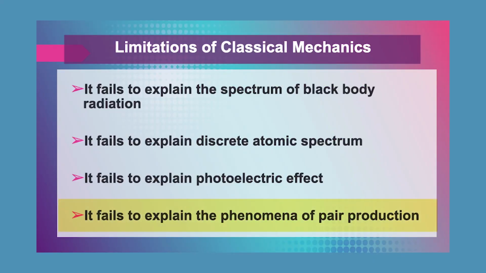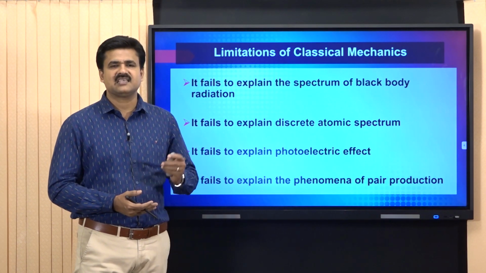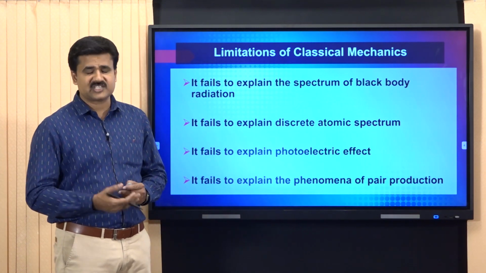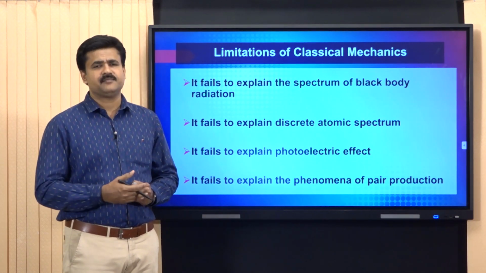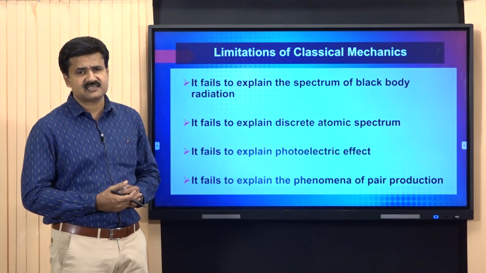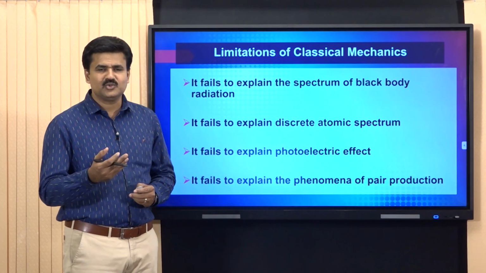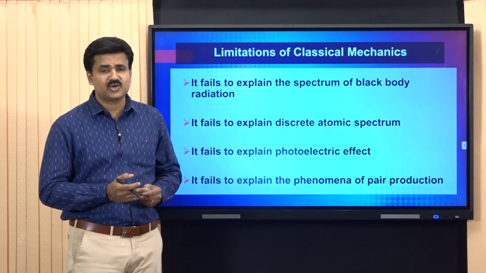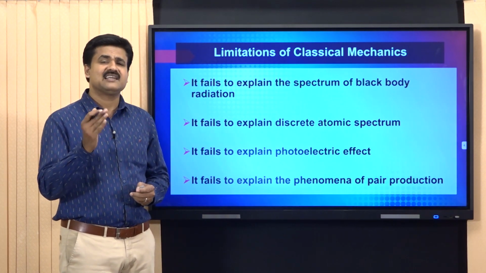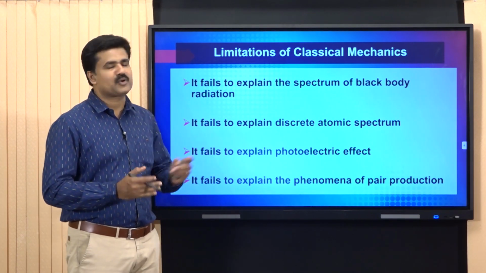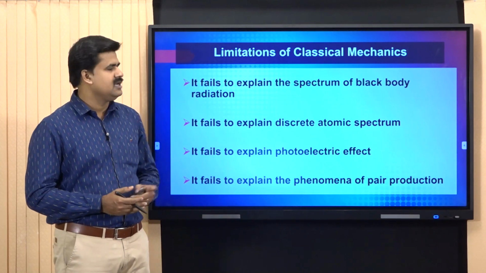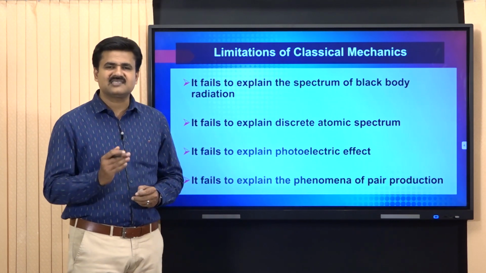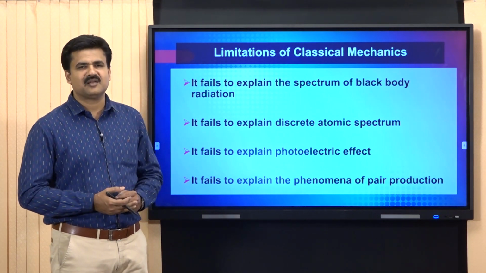Now, pair formation is another phenomenon that also cannot be explained on the basis of classical mechanics. What is meant by pair production or pair formation? When photons or radiations of suitable energy are allowed to fall under the force of a nucleus, the photon materializes into an electron and a positron. The conversion of a photon to a positron and an electron is known as pair production. The reverse of pair production is also there, known as pair annihilation. Pair production is a phenomenon that also cannot be explained on the basis of classical mechanics.